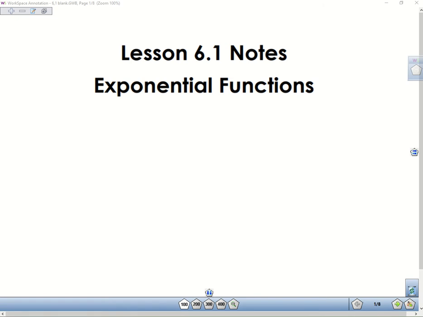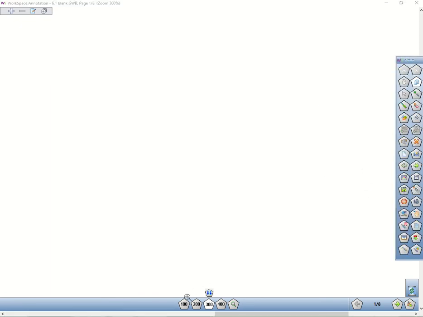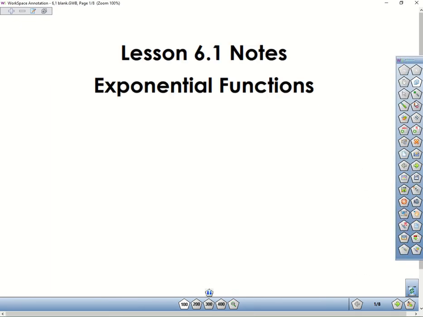Alright, so today we're going to be doing lesson 6.1, which is the first lesson of our exponential functions and exponential growth and decay section. So let's get started on some vocabulary.